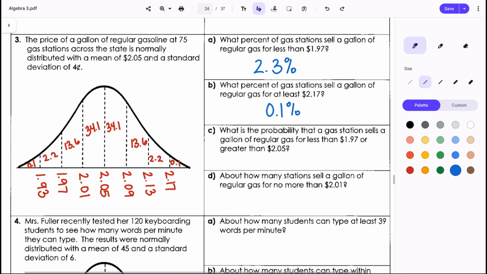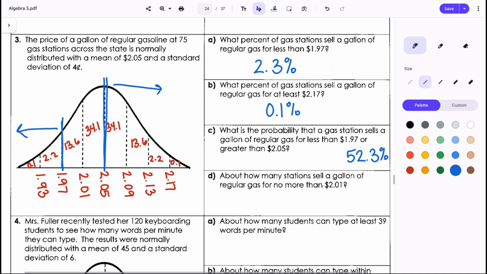Okay, C, what is the probability that a gas station sells a gallon of regular gas for less than $1.97 or greater than $2.05? What'd you get for an answer? 52.3. I agree, 52.3. Because again, you're going less than $1.97, so all of these numbers to the left of that get added, and then greater than 2.05, so you add all of those other numbers on the right.